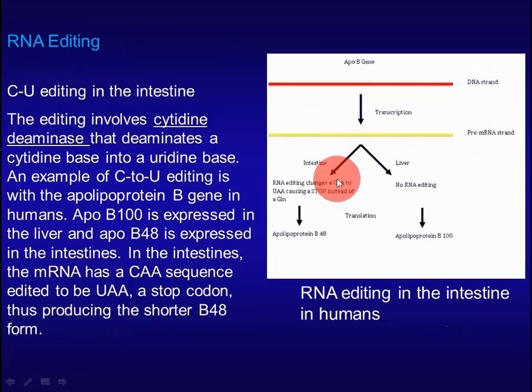Enterocytes produce a specific cytidine deaminase that removes an amino group from the cytosine base within CAA. As a result, CAA is changed to UAA, a stop codon. In enterocytes, the ApoB gene yields a shorter protein called ApoB48. ApoB48 is shorter than the full-length ApoB100 produced in the liver. This is another form of RNA editing.